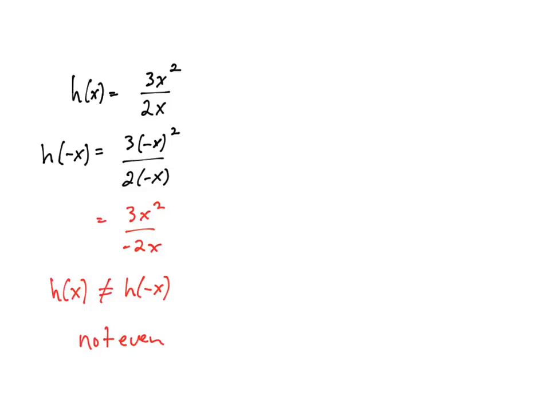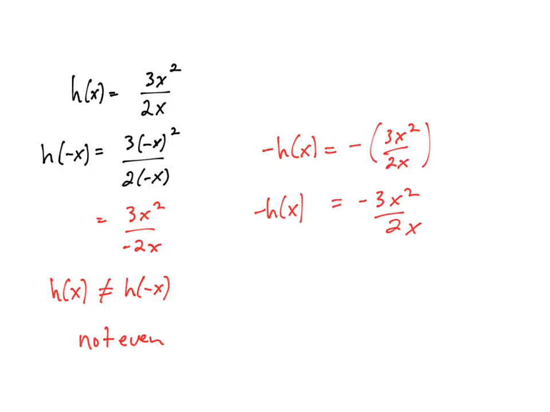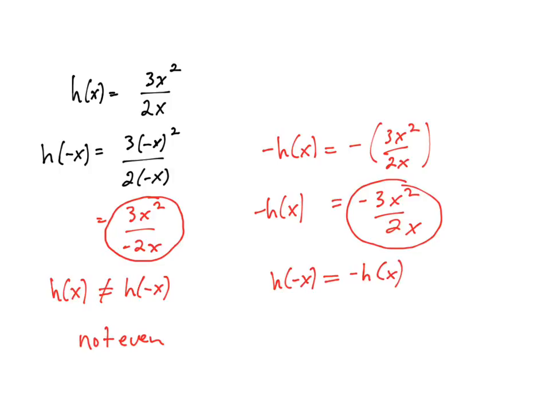And then to check if it's odd, we need to find negative h of x. That's going to be negative 3x squared over 2x. That becomes negative 3x squared over 2x. So this, negative 3x squared over 2x, is equal to this. So what we have is h of negative x is equal to negative h of x, so that means this function is odd.